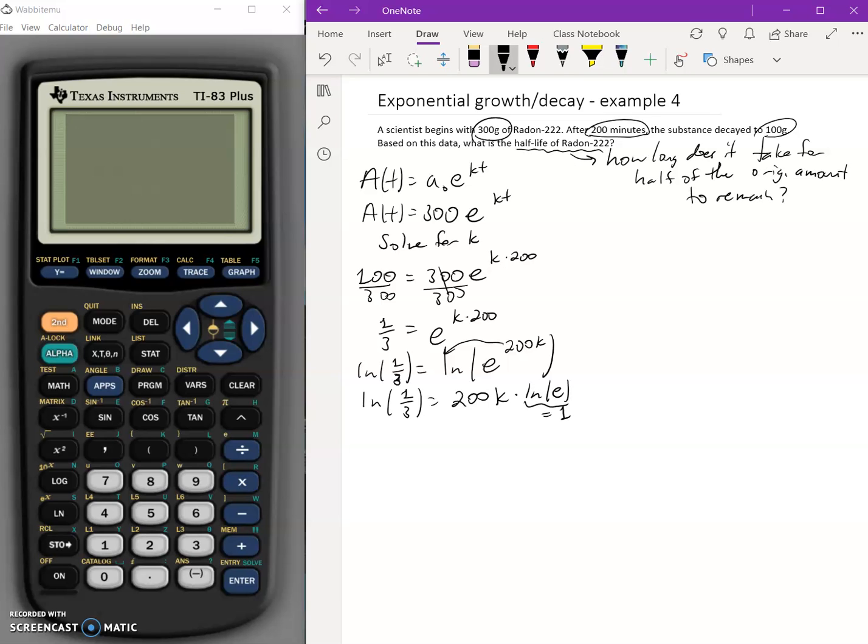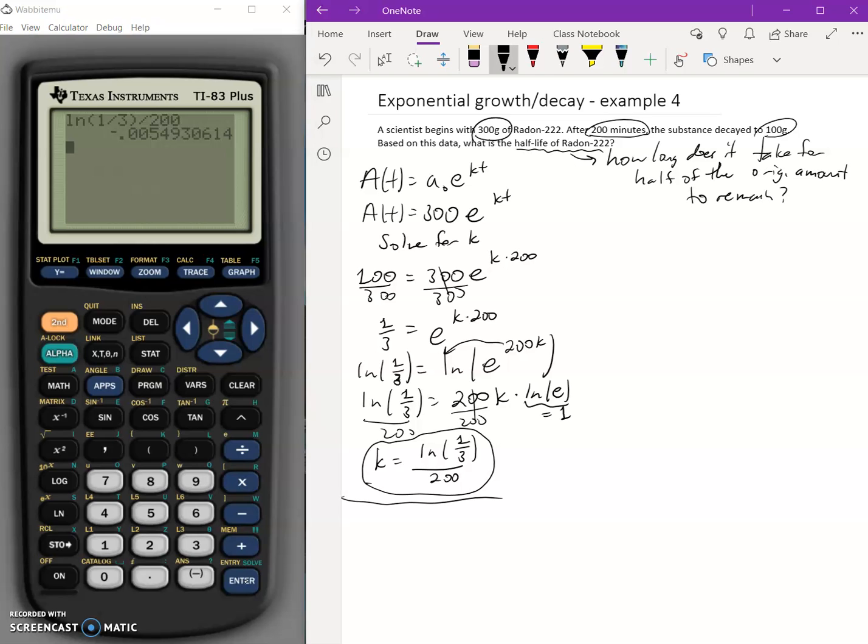Natural log of e we know is equal to 1, so all I need to do is solve for k, so I divide by 200. So k is equal to natural log of 1/3 divided by 200. Now I want to leave this answer. But if you want to have some intuition about what number this is, we could plug that into our calculator and get natural log of 1 divided by 3, divided by 200. This number is a negative number. That makes sense because we said that with these exponential growth and decay models, if this k is negative, it is decaying. So that's good. We have a negative number.